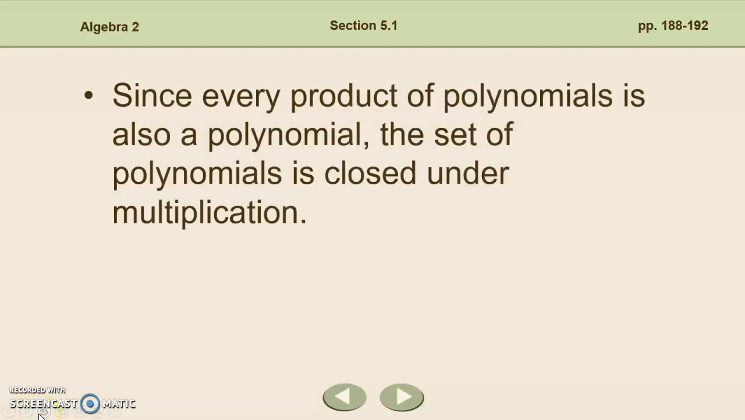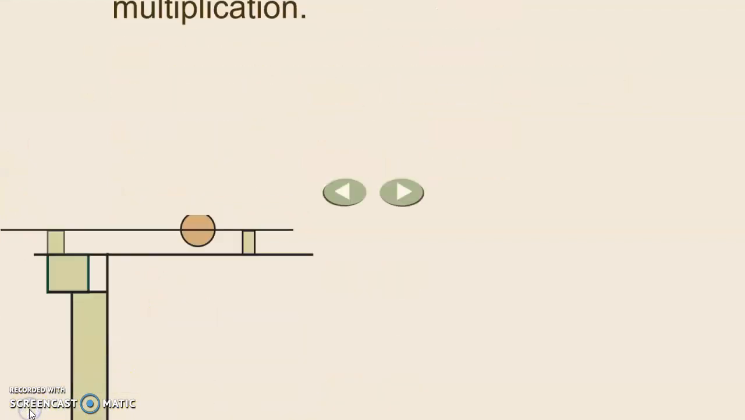Since every product of polynomials is also a polynomial, the set of polynomials is closed under multiplication. What that means is that every answer will be part of the set of polynomials. We're not going to get an answer that is not a polynomial. If that were the case, we would be an open set. But this is closed because every answer is already part of the polynomial family, if you will, the polynomial set.